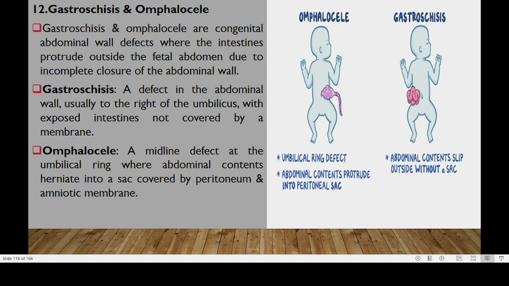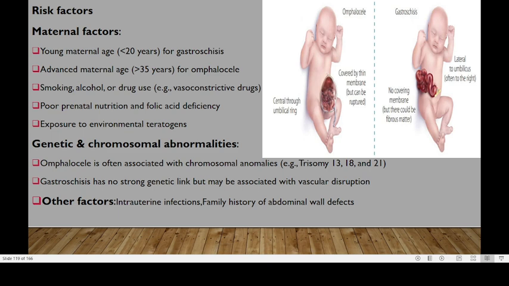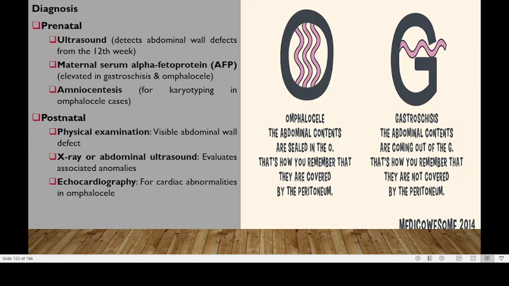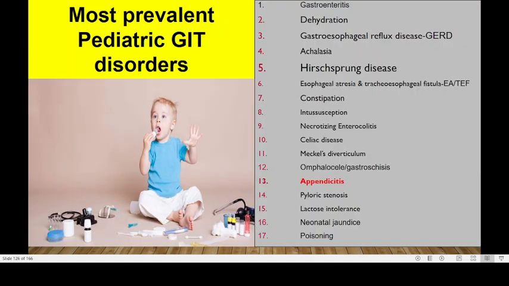Omphalocele and gastroschisis. So gastroschisis, which is represented here on the far right, is a defect in the abdominal wall, usually to the right of the umbilicus, with exposed intestines not covered by a membrane. Omphalocele, on the other hand, which is on the immediate right, is a midline defect at the umbilical ring where abdominal contents herniate into a sac formed by peritoneum and amniotic membrane. And you are able to see some of these differences between these two conditions.